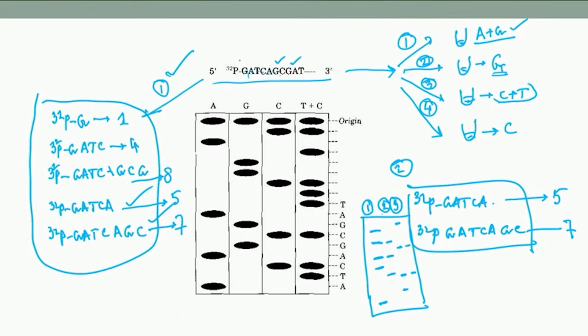So this is the picture of the gel. So that is the number 1 lane. This is the number 2 lane. This is the number 3 lane, and that is the number 4 lane. So now what you do? This is your A plus G lane, and this is your G lane.